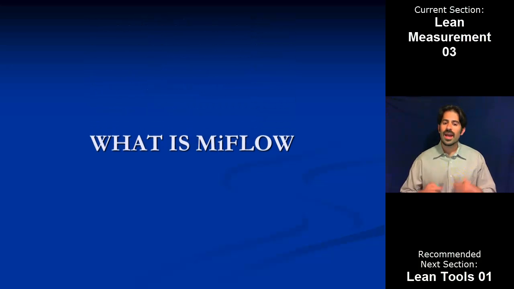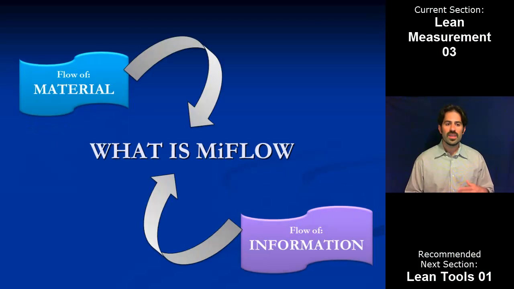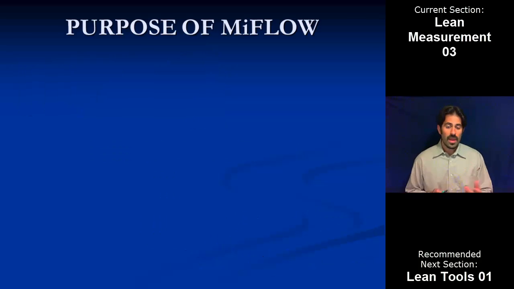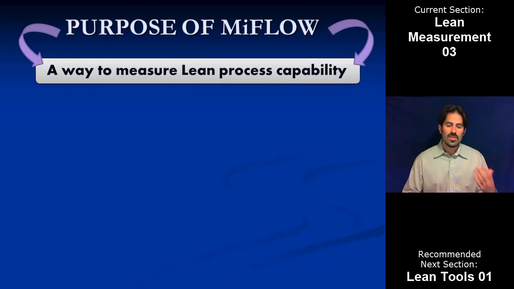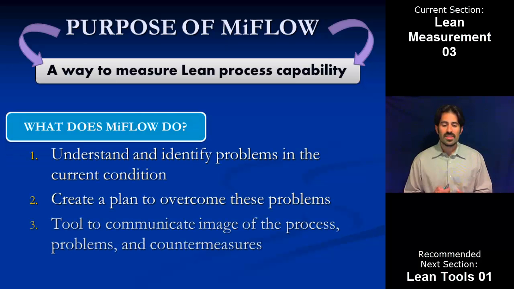At the highest level, in the broadest terms, it's a representation and an understanding of how the flow of material and the flow of information interact with each other, and how that drives the ability of a process to function and how a process is laid out and goes from step to step, using triggers, cues, things like that. The purpose of it is a way to measure and understand the lean capability of a process. So it does a couple different things.